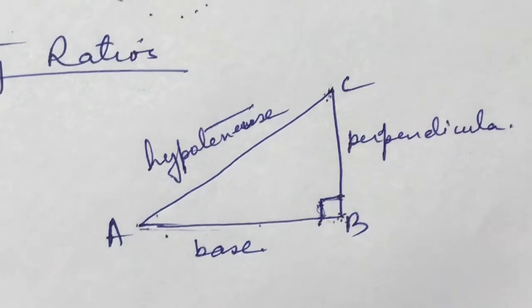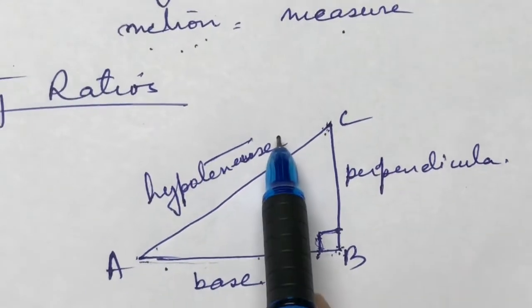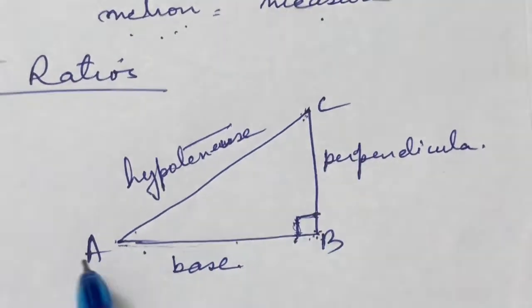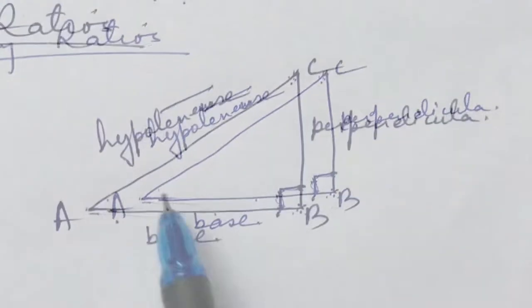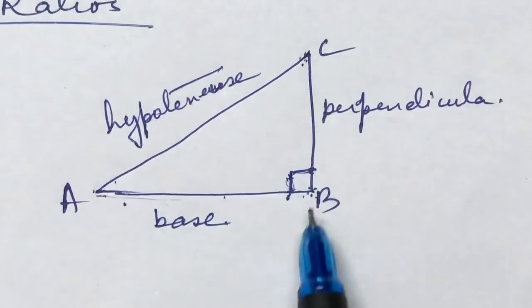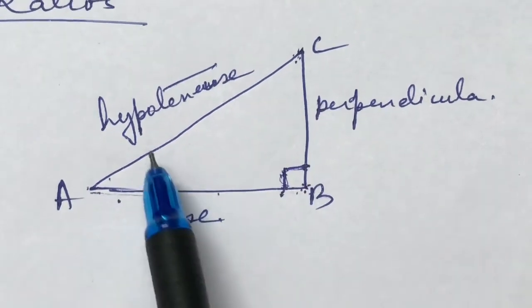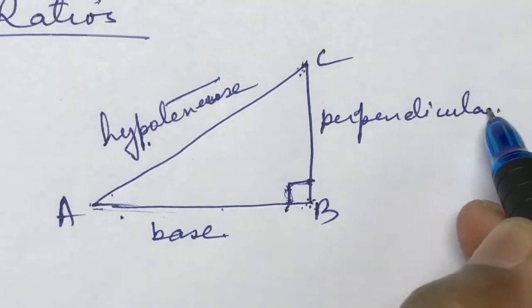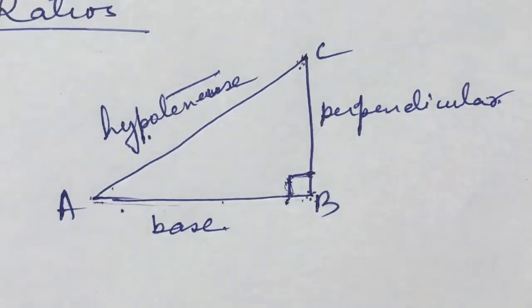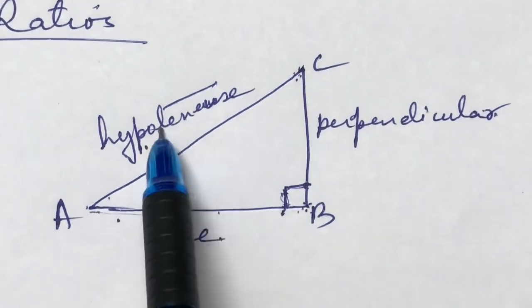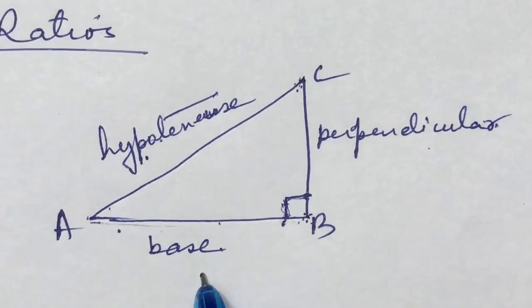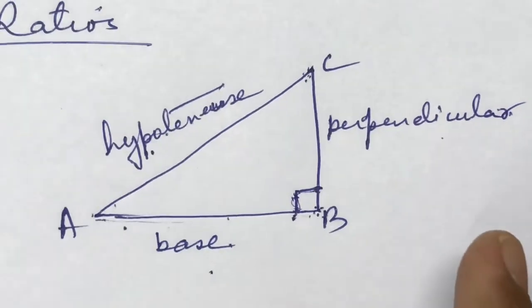Okay, so you have hypotenuse, base and perpendicular. So we have this triangle ABC, hypotenuse, perpendicular and base. Now based on these hypotenuse, perpendicular and base, we will find out the trigonometry ratios.